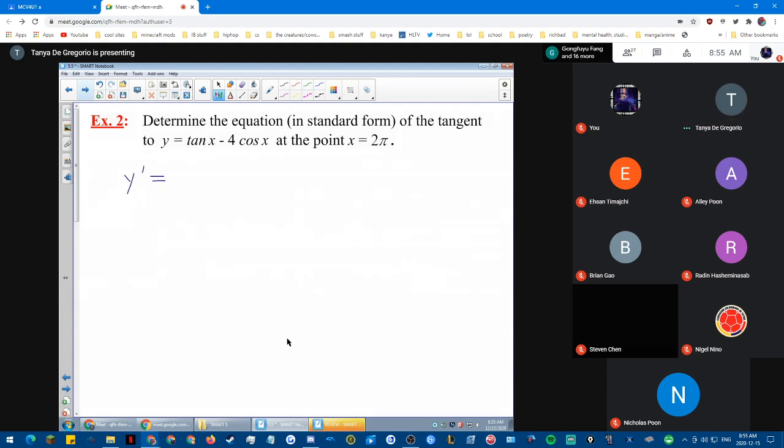So let's start there. What is the first derivative of tan of x? Derivative of tan x is secant squared x. And then I have minus 4 times cos of x. So what is the derivative of cos? Negative sine x. Good, it's negative sine x. So here I'm going to have two negatives, and that's how I get my positive. Now, from here, we want to know the slope when x is equal to 2 pi.